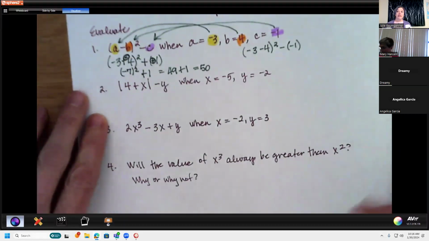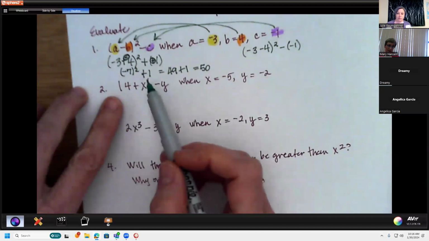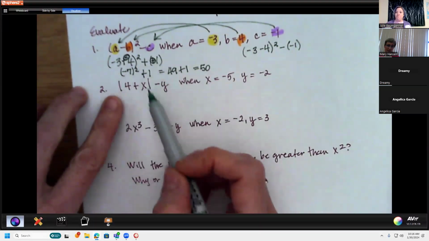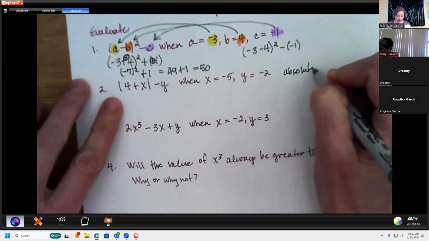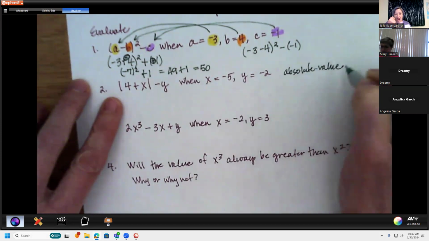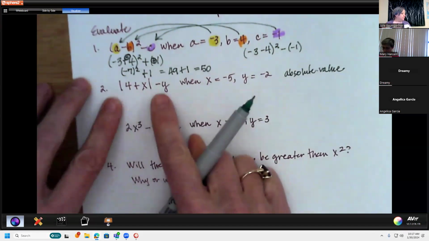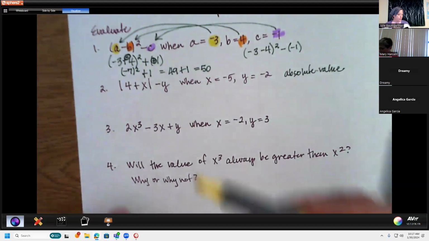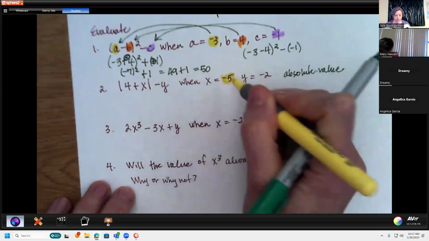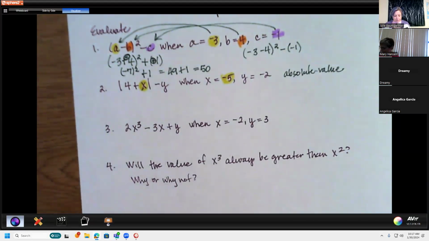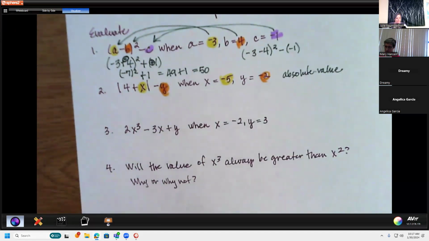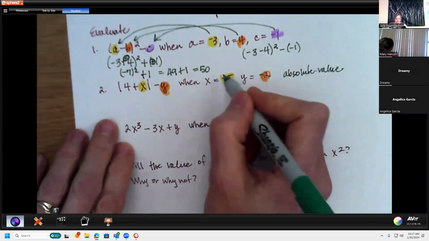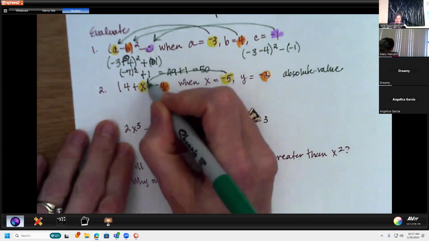All right, let's take a look at number 2. Hopefully you notice that these bars here were straight up and down, okay? Remember, that's called absolute value. So we're going to plug in this number: -5 is going to go in for the X, and -2 is going to go in for the Y. So my first step is to plug those numbers right in there.